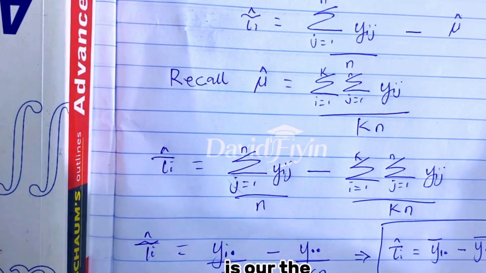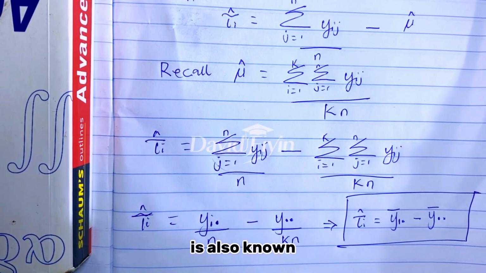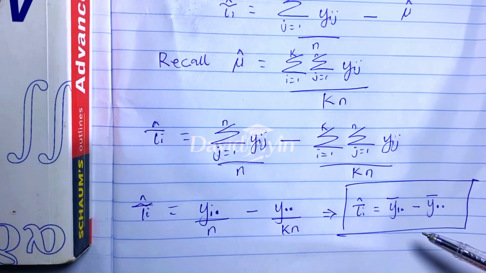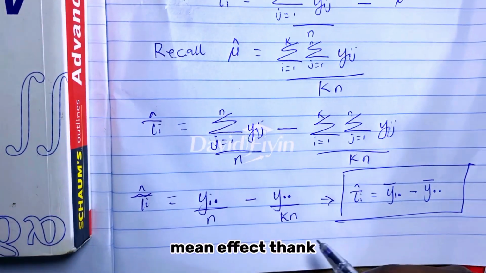Finally, this is the equation of the parameter tau i, and it is also known as the deviation of each treatment's mean effect from the overall mean effect.